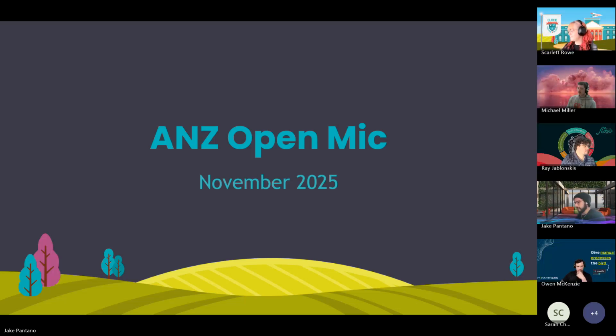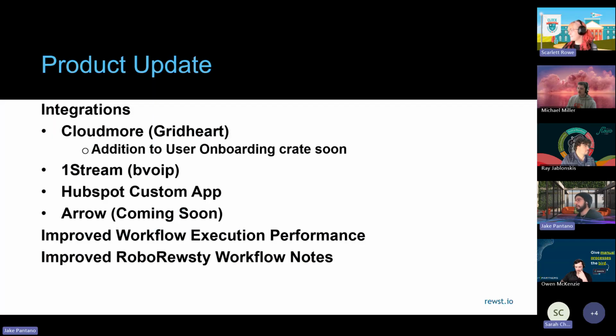So in this month's updates for product, we have released a few things. The first thing is the Cloudmore integration. Essentially, this is for subscription and distribution management, platform-wide, mainly using the EU. But one of the main ones we also integrated this month is OneStream, also known as BV-VoIP. There is a demonstration on this as well in this open mic. Essentially, it is for the Technician's Toolbox crate.